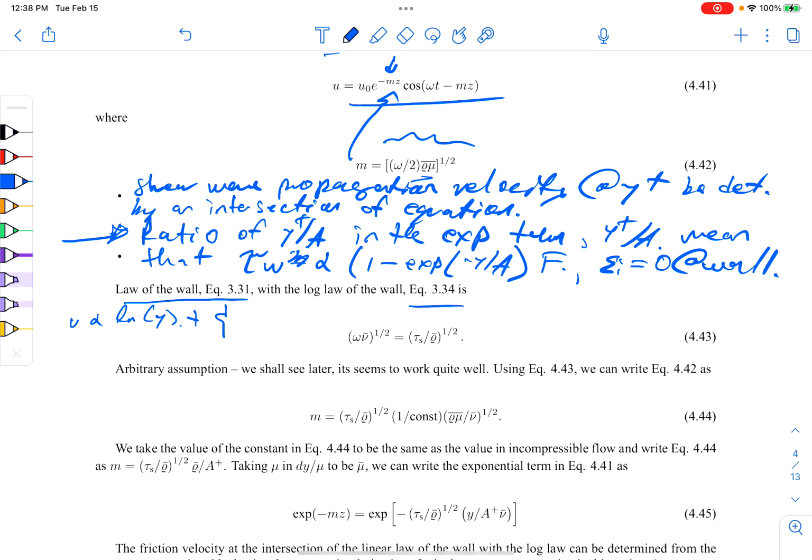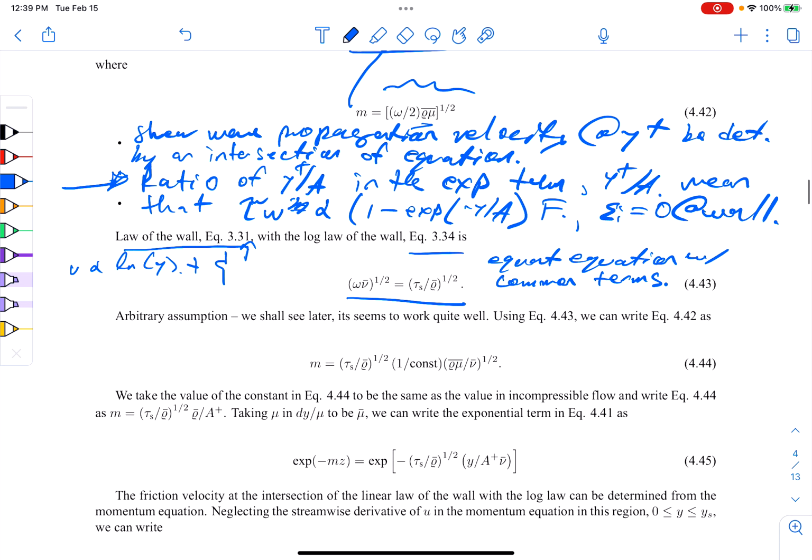Then we can take equation 3.34 and 3.31, which is the log law of the equation, and equate them as they have similar factors, just like we did in the previous Stokes problem, right? So equate equations with common terms. And now we have omega v bar goes as tau_s over rho to the half.